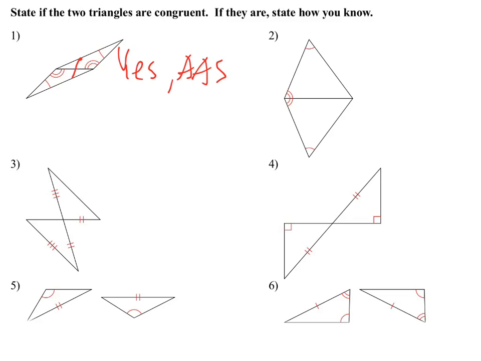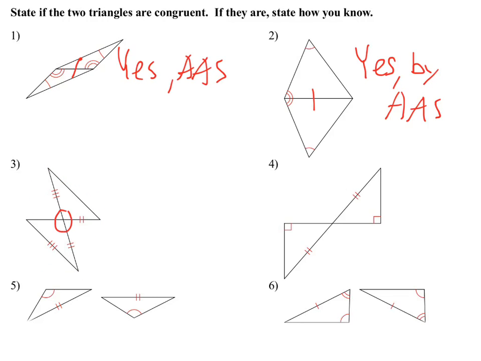On 2, again, the triangles share a side, so you can add a little mark there. We have angle, side, angle, side. So we have angle, side for both triangles. This one's going to be yes by angle, side. And that brings us to 3.